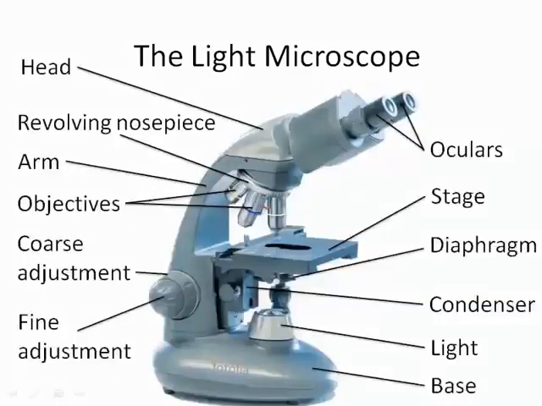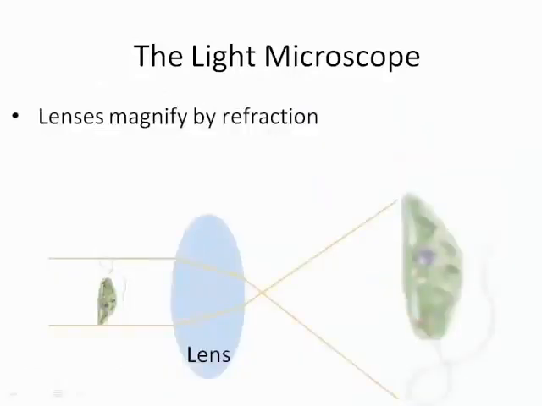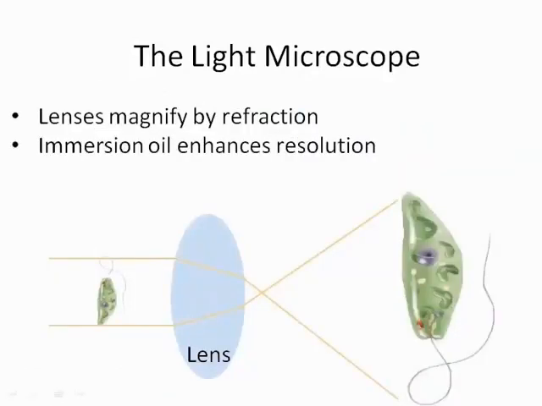In summary, we reviewed the main parts of a microscope and their functions, saw that lenses magnify by refracting light, and considered the use of immersion oil to enhance resolution.